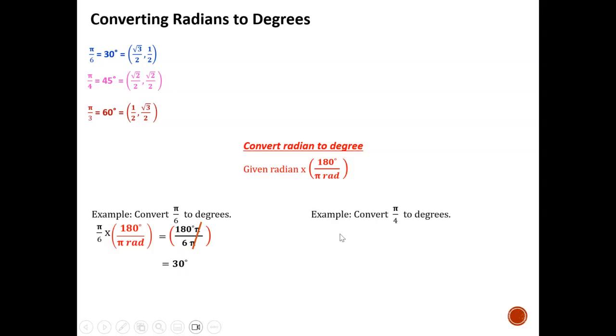Now let's do pi over 4. So pi over 4 to degrees. Again, we apply the formula. The pi's cancel. And 180 divided by 4 will give us 45 degrees.